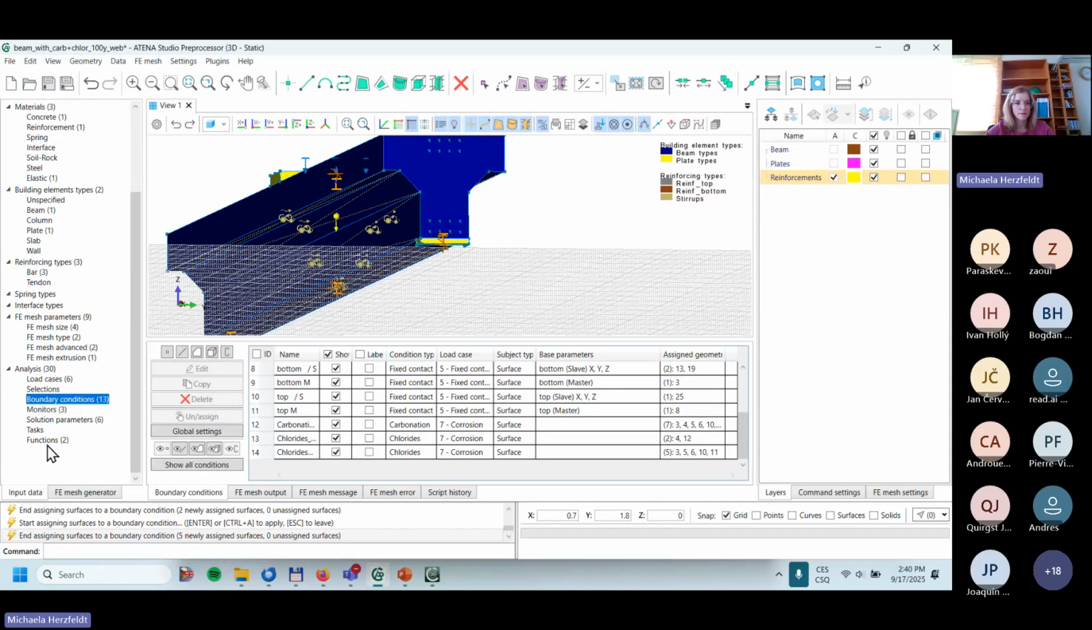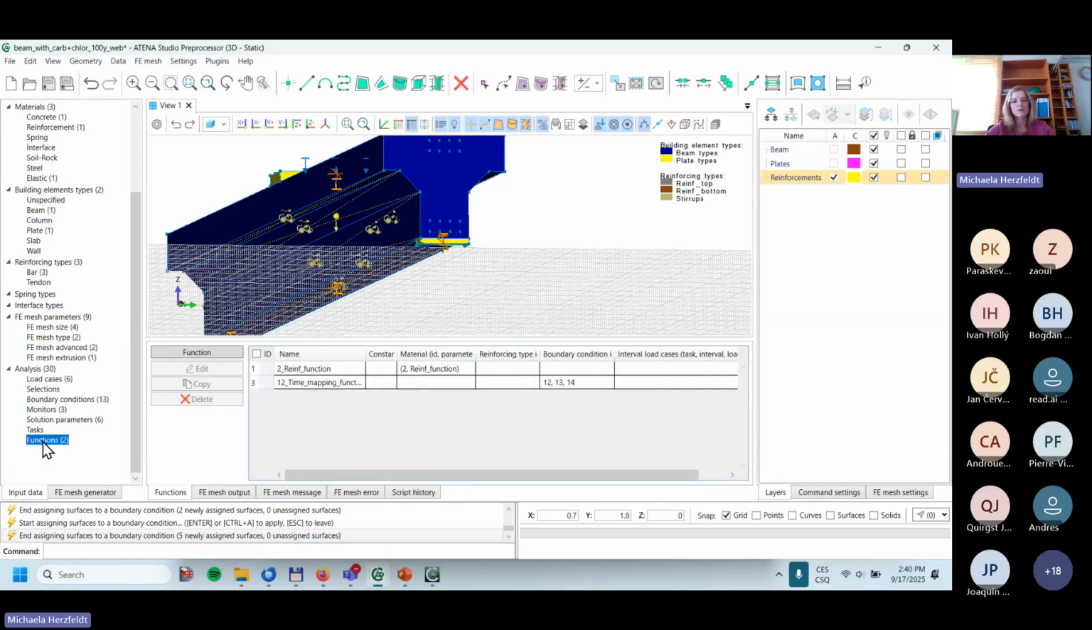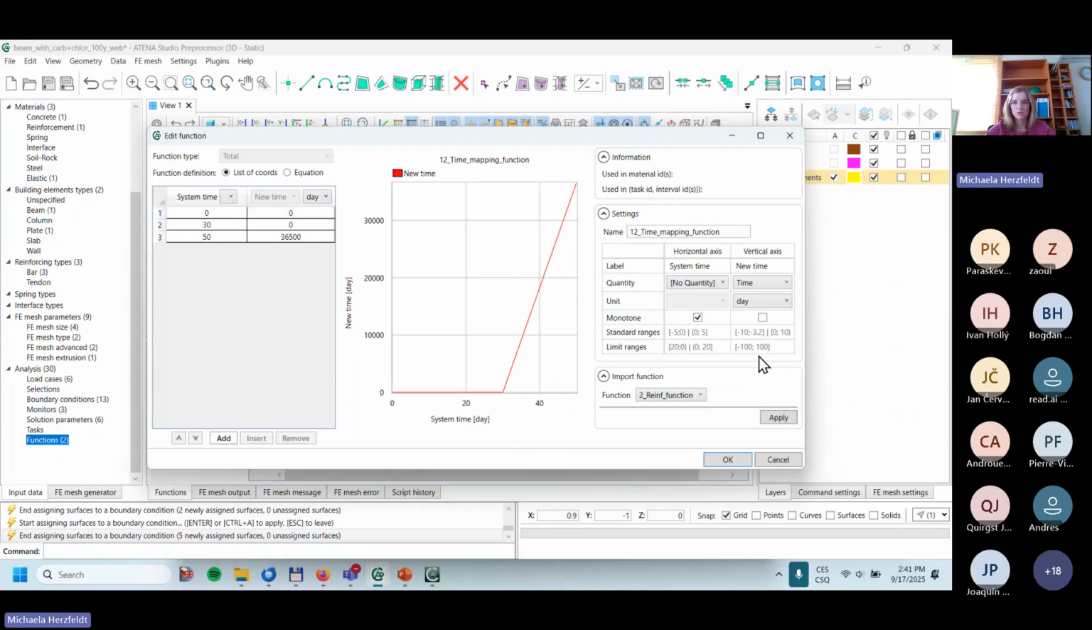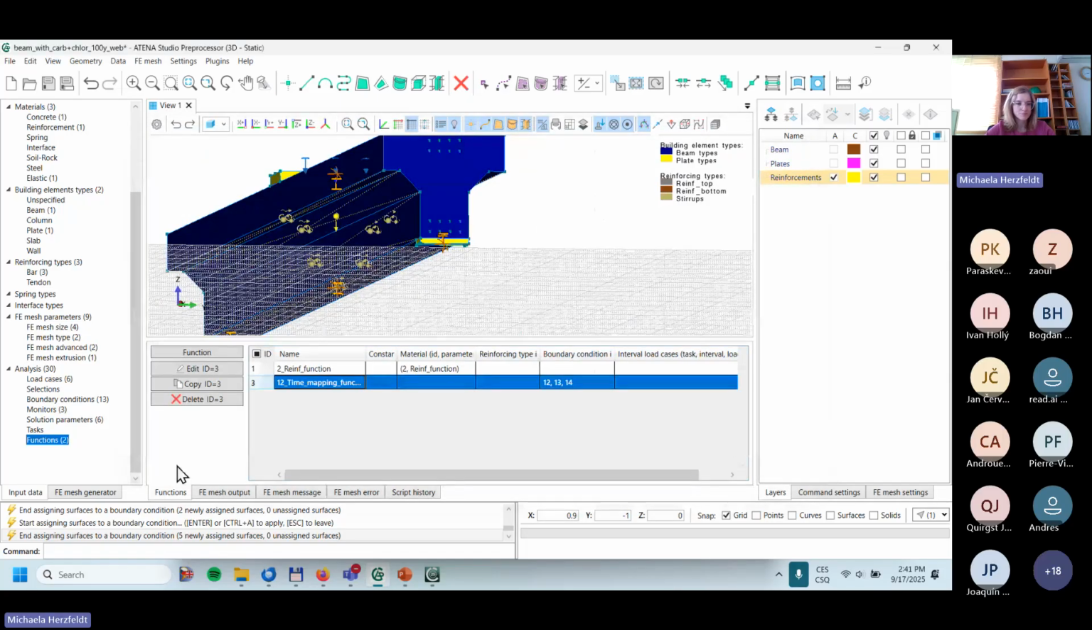Here in the analysis, you can also notice that the last part is functions, where you can find all the functions that were defined throughout your creation of the model. And here you can see also the time mapping function. Maybe I can also change it so that it doesn't show time, because this is basically just steps. So simply it has no quantity.